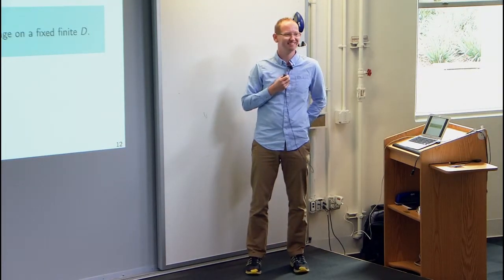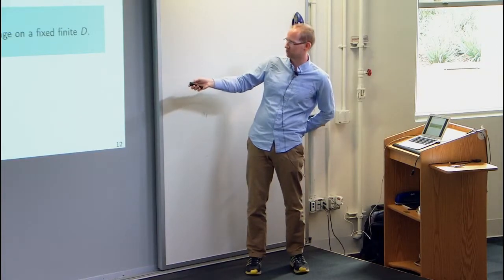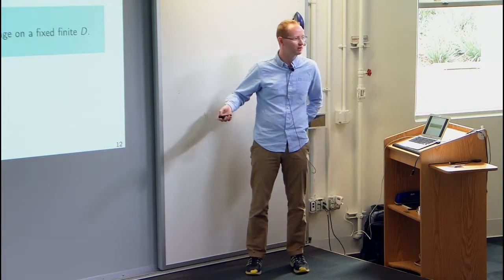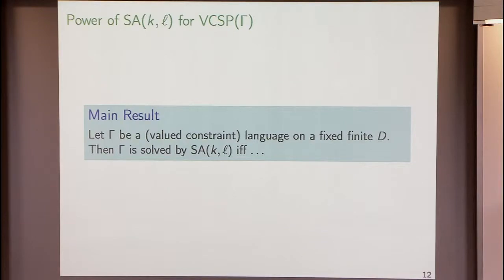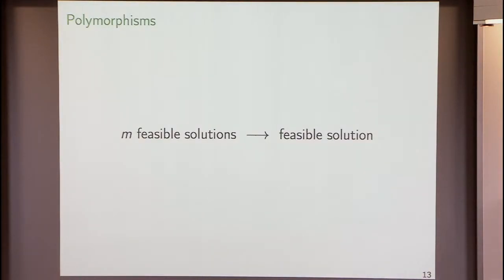Any more questions? Okay. So let's talk about these algebraic properties that will be used in the statement of the main theorem. The first one is polymorphisms. Polymorphisms are algebraic properties that are preserved by decision CSPs. And the idea is very simple. If you have m feasible solutions, an m-ary polymorphism is an operation that takes these m feasible solutions and produces a new feasible solution. That's it.